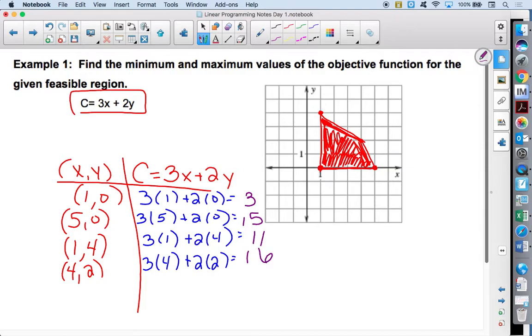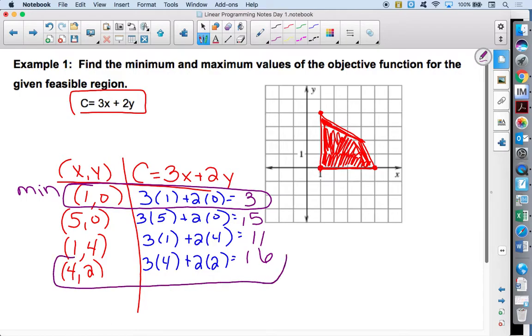So when you're looking at this, if it wants us to find the maximum and the minimum value, obviously the minimum one is right here. The max was pretty close, but it's this last one of 4, 2 that ends up being the max. That last one's false. 14. It's 14? No, it's not.